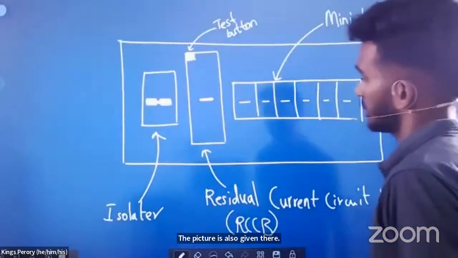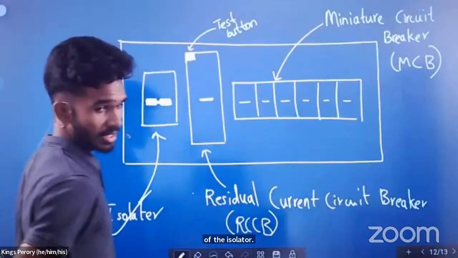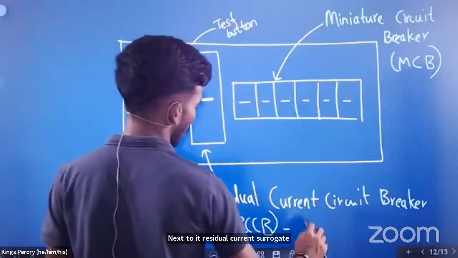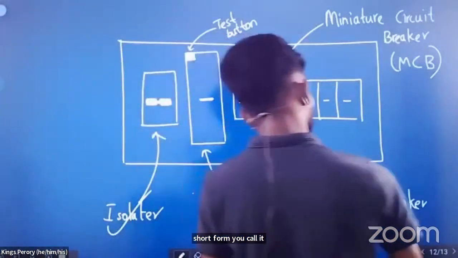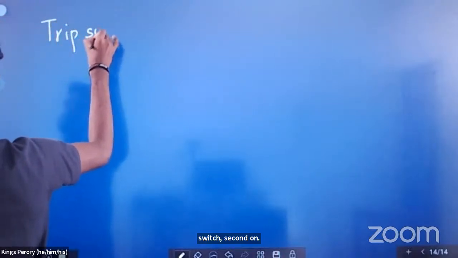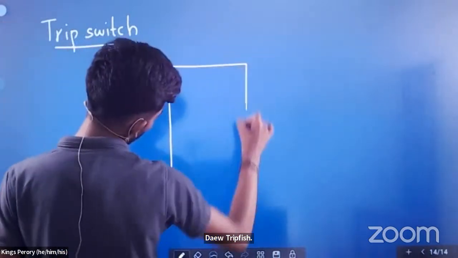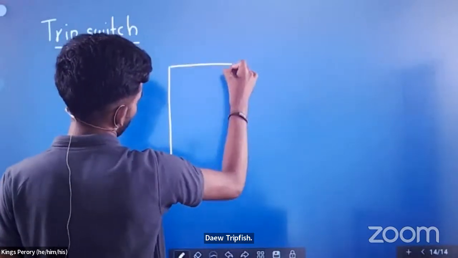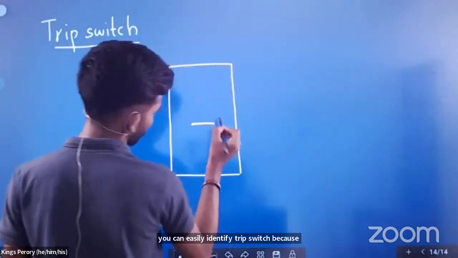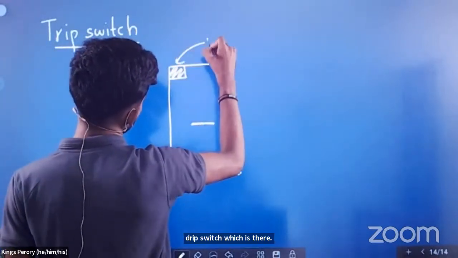After the isolator, next what? Residual current circuit breaker, RCCB. In short form, you call it the trip switch. The second one. There you go. Trip switch. You can easily identify the trip switch because near the switch, you can see a button. You call it the test button.